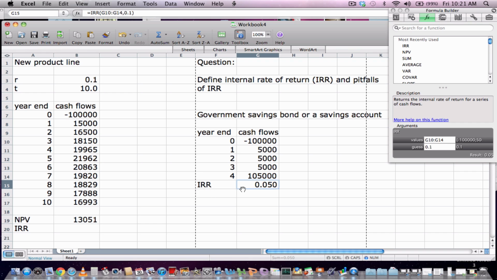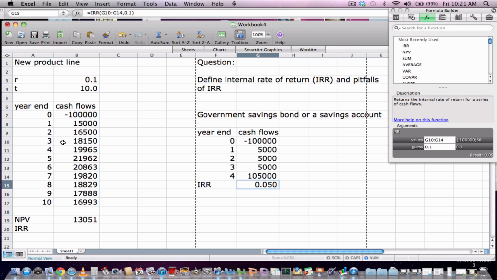So we can see the internal rate of return for this savings bond or savings account is 5%. And that makes sense here. You're getting a 5% return on your $100,000 every year, and then you return your initial investment.